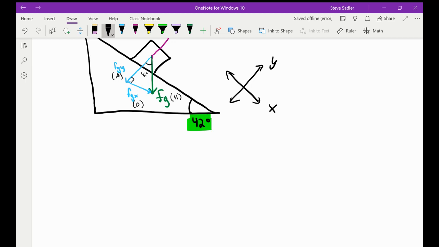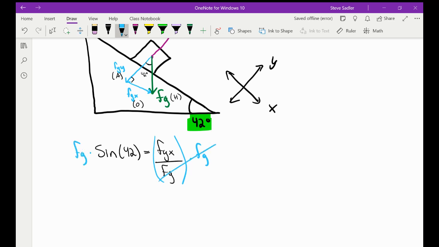So we know that sine of 42 is going to equal opposite, which is FG of x, over hypotenuse, which is force of gravity. We can do a little bit of algebra. We're trying to find FG of x. So we can multiply by FG, and that cancels. And what we get is force of gravity x is going to equal the full force of gravity multiplied by sine 42.